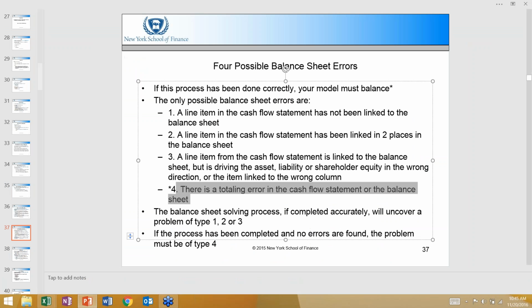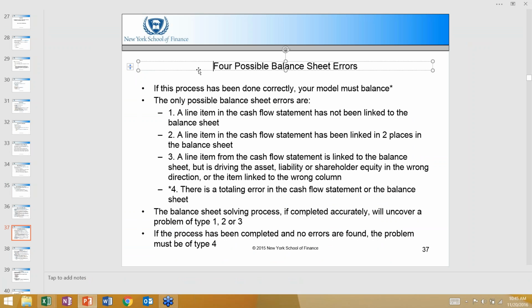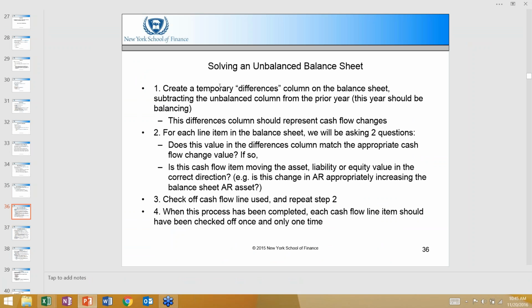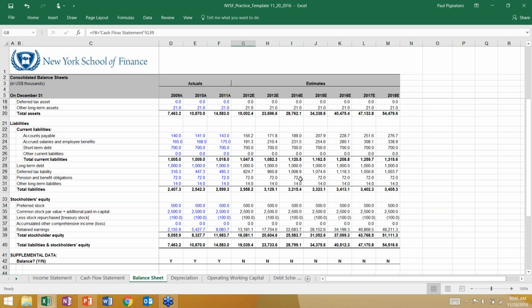Step 1. Create a temporary differences column on the balance sheet. In other words, you'll always have a situation where one column is out of balance, but the preceding column balances. If the hard codes don't balance, then you have a problem with your inputs. Go back to the annual report. The annual report must balance. If it doesn't, then you've typed things in wrong.